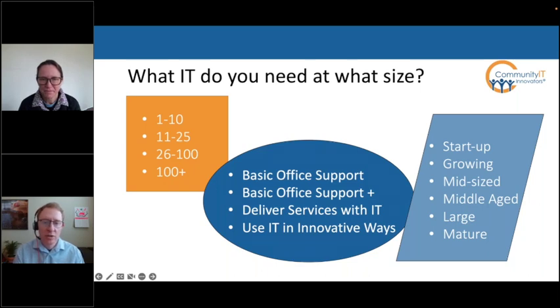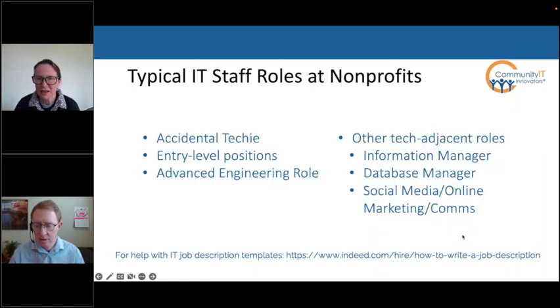But I've also seen the flip side, where you get someone like an IT person who wants to moonlight or give back, and they end up setting up a really complex system that no one else knows how to manage. Anyways, I'm going to jump ahead to the next slide where we talk a little bit more about these different roles, if that's okay.